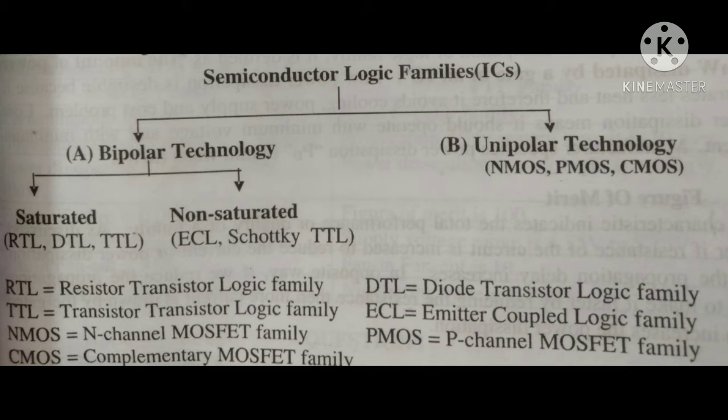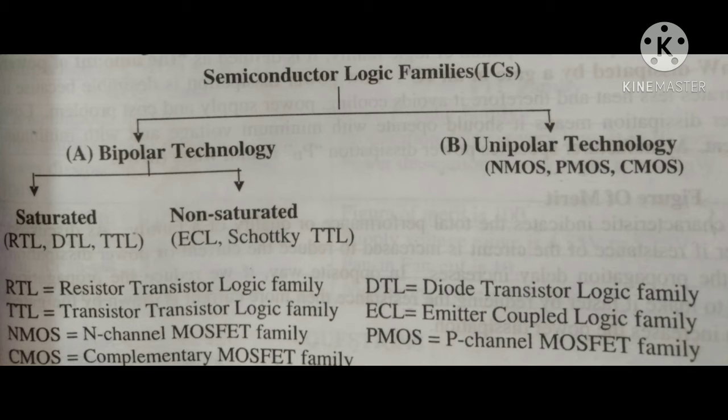Saturated has three main parts: RTL. RTL means resistor transistor logic family. And DTL. DTL means diode transistor logic family. Next, TTL. TTL means transistor transistor logic family. ECL. ECL means emitter coupled logic family.